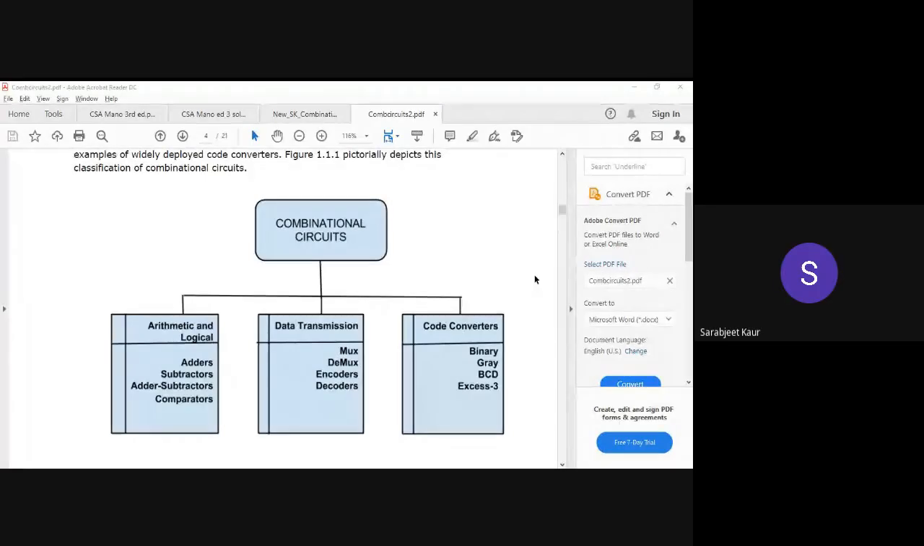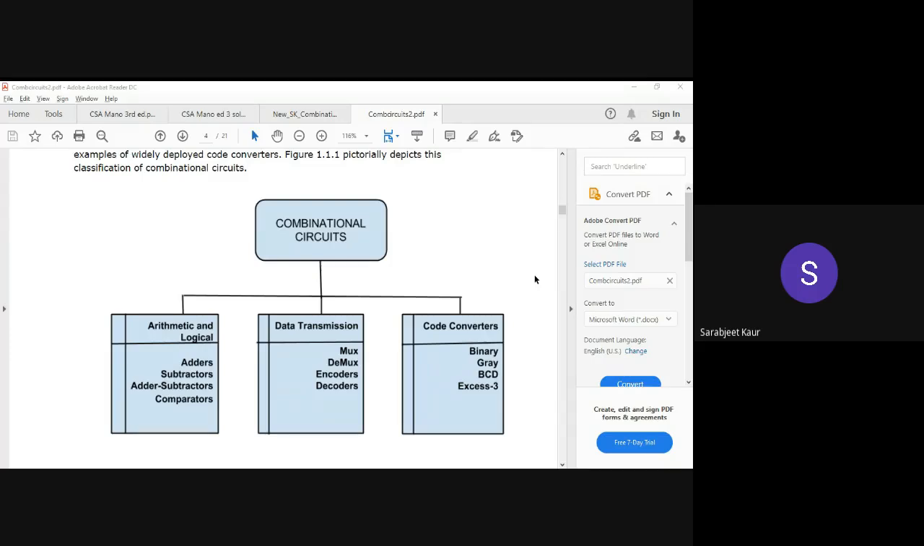Okay, so you can see that there are three categories of the combinational circuit. The first one is the arithmetic and the logical combinational circuits, which includes the adders and the subtractors. And then there is a different kind of electronic circuit known as an adder subtractor, which can do both the addition and the subtraction. And a fourth kind of circuit which falls in this category, namely a comparator, which is used to compare. But we are restricted only to adders and subtractors in your course.